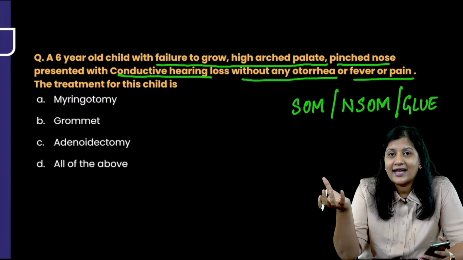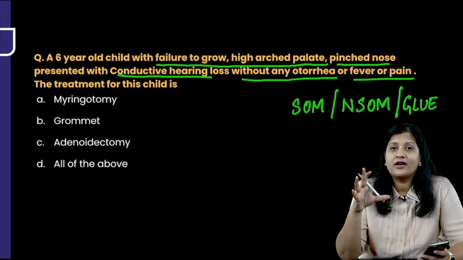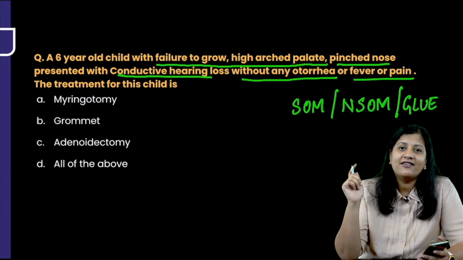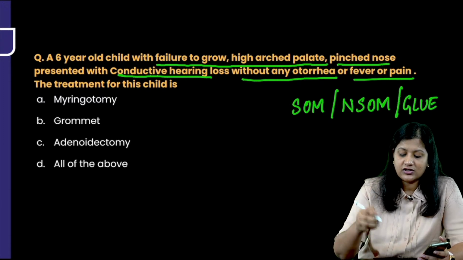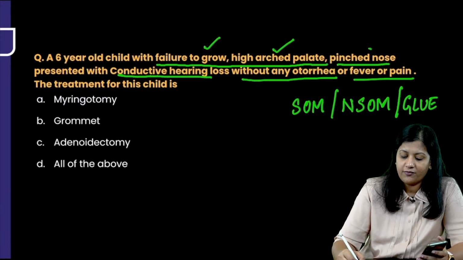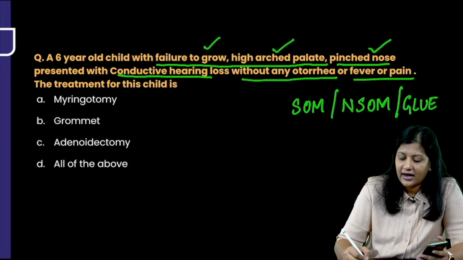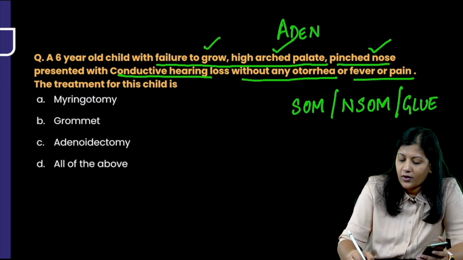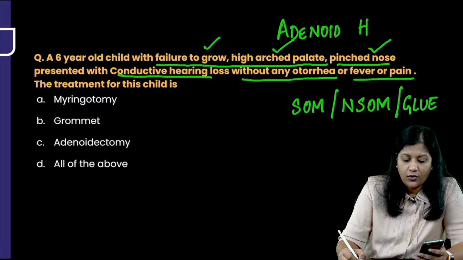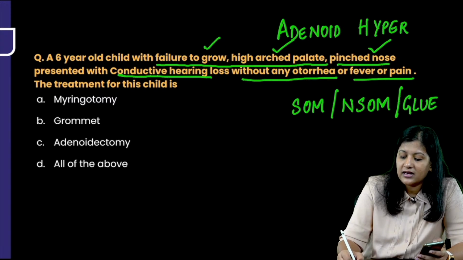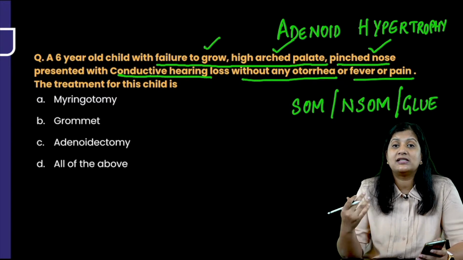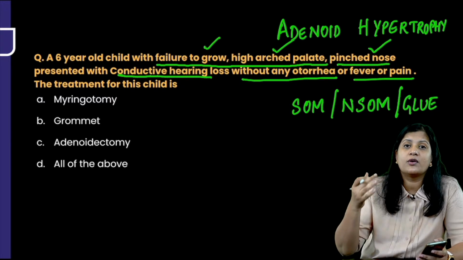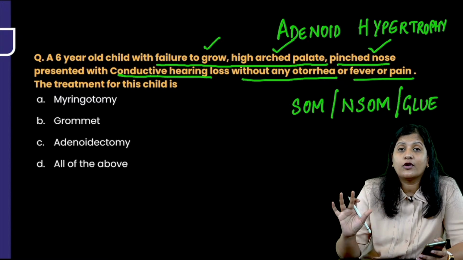Now why did this NSOM happen in this child? The most common cause is adenoid hypertrophy. Have they given you any features of adenoid hypertrophy in this question? Yes, they have given you the features of failure to grow, high arching of palate, pinched nose. What does all that indicate? All these three indicate adenoid hypertrophy. So if there is adenoid hypertrophy with serous otitis media, the first and foremost initial treatment will be wait and watch for 12 weeks, because the disease is known to resolve spontaneously. The SOM may resolve spontaneously. So wait and watch for 12 weeks.